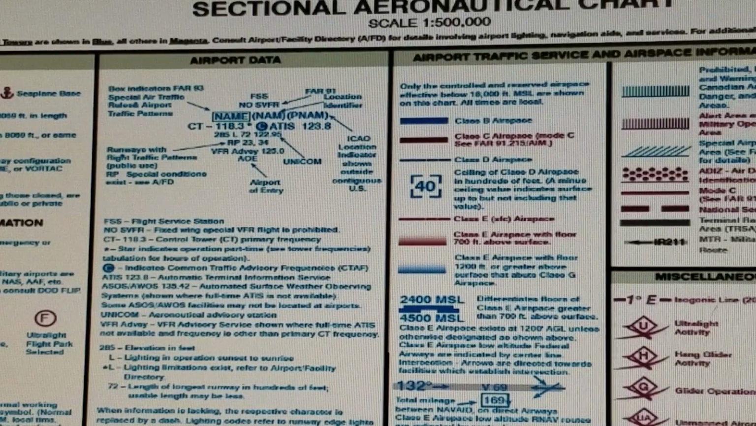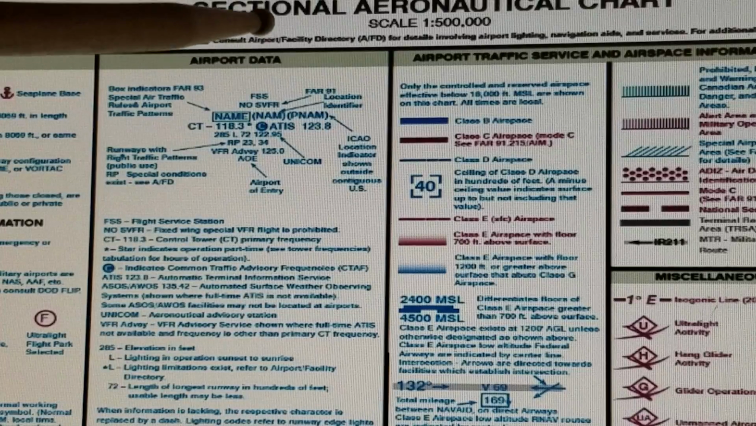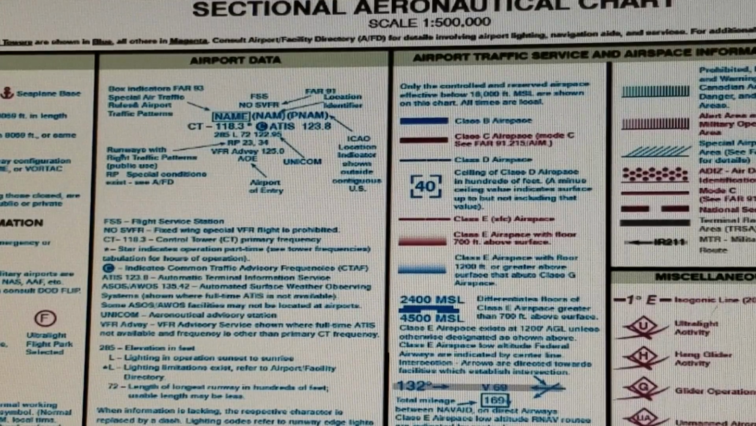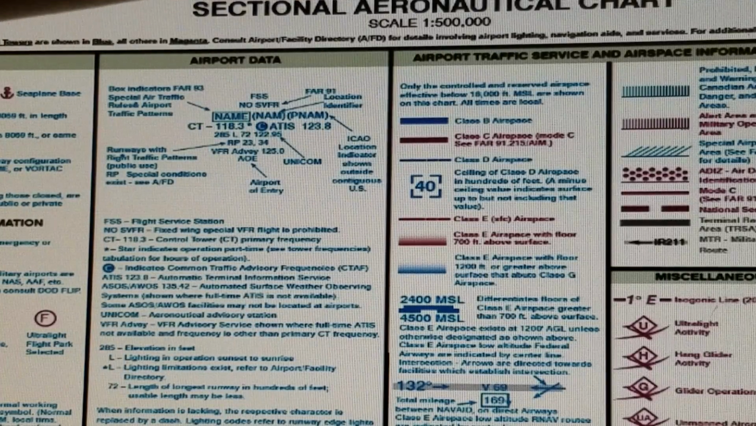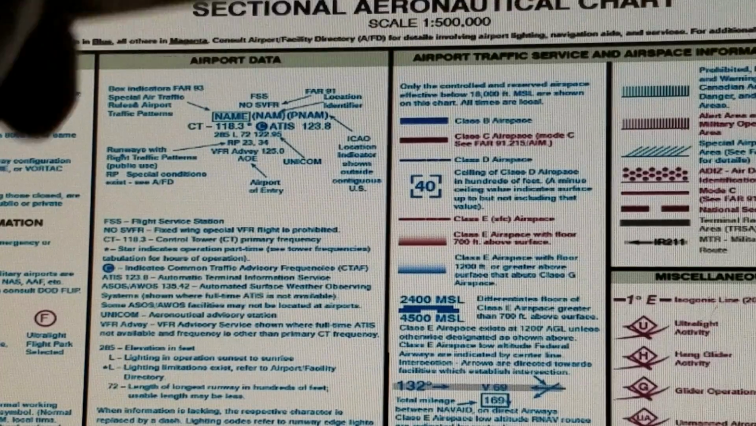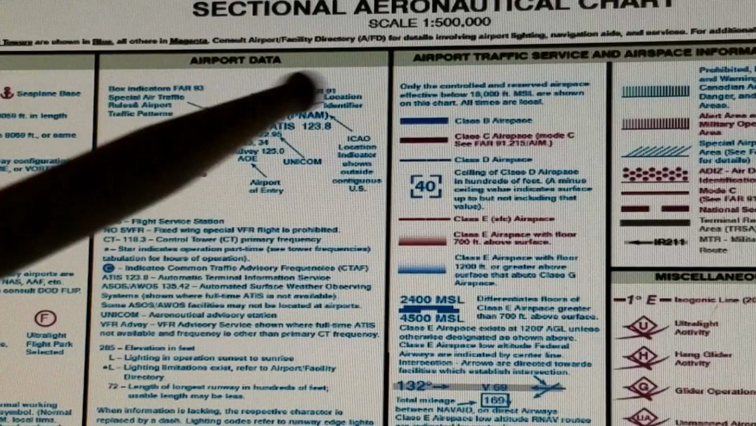It says airport markings with control towers are in blue, all others are in magenta. And also it says consult airport facility directory for details of information on airports.